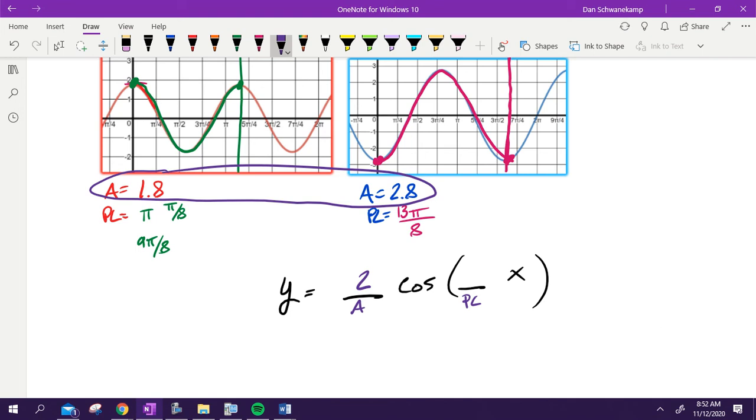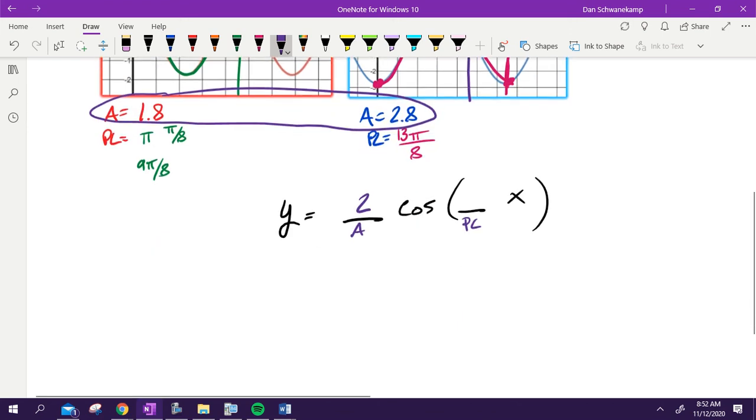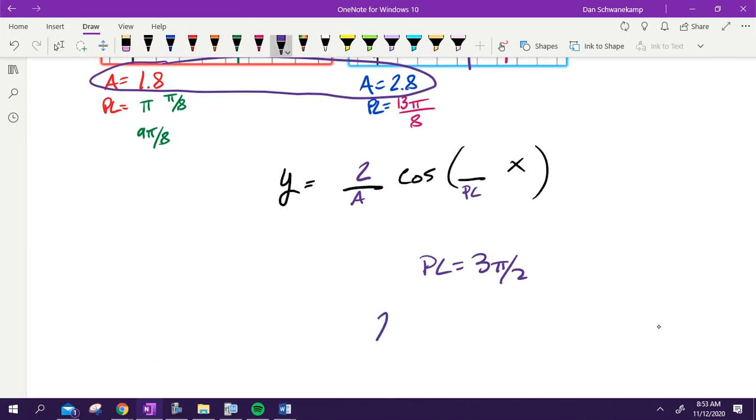Period length. What would be a good period length to happen here if this is that one and that one's that one? 3 pi over 2. Everybody agree that 3 pi over 2 would definitely fall in between these two lines? Yeah, 3 pi over 2. Okay, so I want my period length to be 3 pi over 2. So do I just write 3 pi over 2 right here? No, because to get period length, we start off with our base period length, and then we multiply by the reciprocal of whatever's in front of my x. And I'm trying to get an answer of 3 pi over 2.